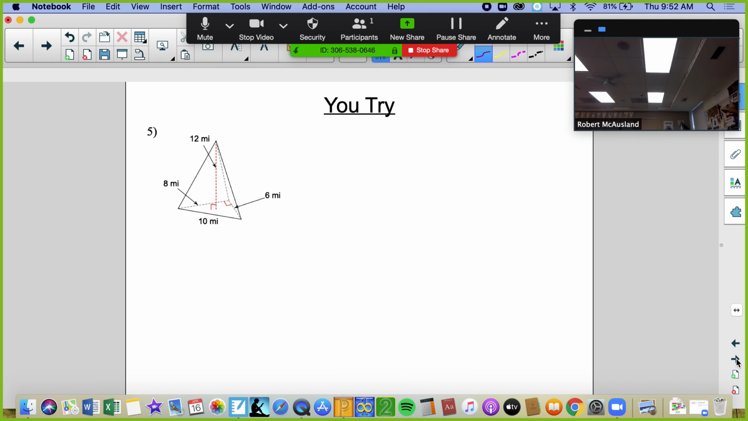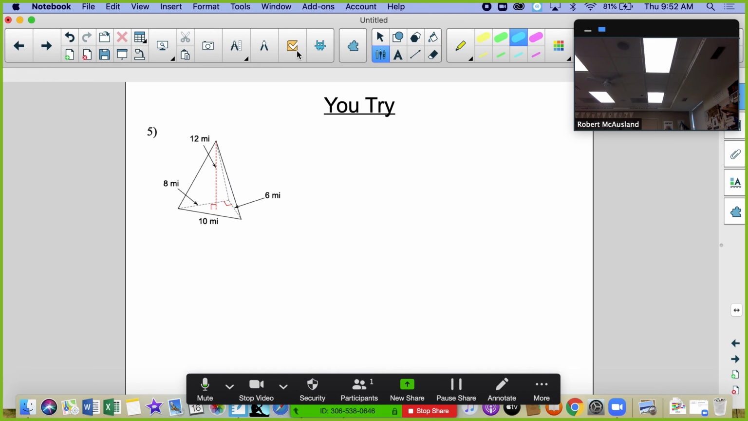Let's take a look at this one. Notice the base of the pyramid this time. Yes, Mr. Mack, it is a triangle. So think about that when you're plugging in the equation for your big B. Remember, the big B is always going to be the area of your base. So pause it, try that one with a triangular base, and see what you get. When you're ready, unpause it, and we'll go over the solution.